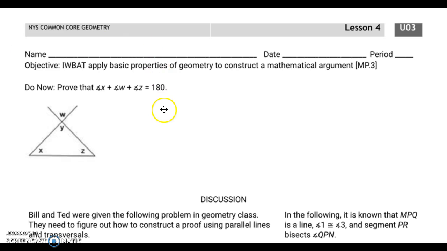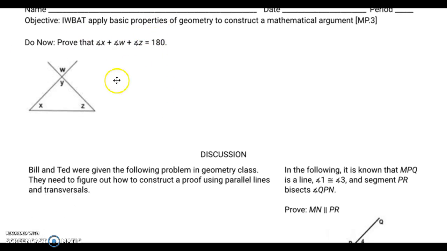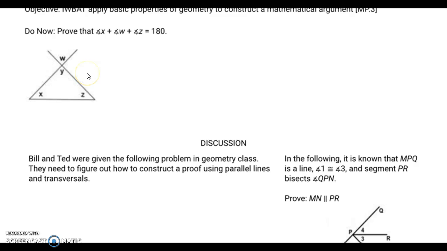The first thing that we did in class was to prove that x, w, and z were equal to 180. This was something that we did in class, but if you were absent or you didn't happen to do it, if you're a student from another teacher, pause the video and try to write out this proof, and I'll show you the correct response in a moment.